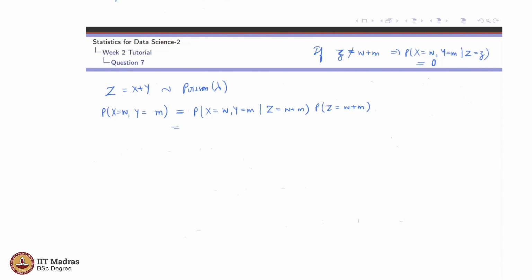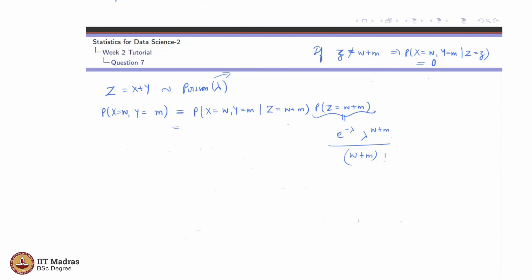So z is a Poisson lambda random variable. So we can write this as e to the power minus lambda, lambda to the power w plus m by w plus m factorial. Now what is x equals w, y equals m given z equals w plus m? The total number of people who have visited the dance academy is given to be w plus m. So what is the probability that the number of women is w? In a way, this models a binomial random variable with w plus m people visiting the dance academy.